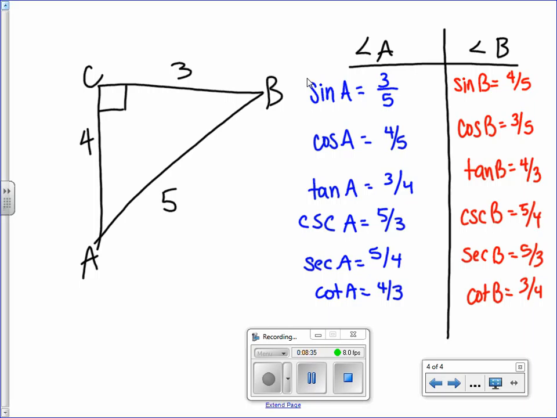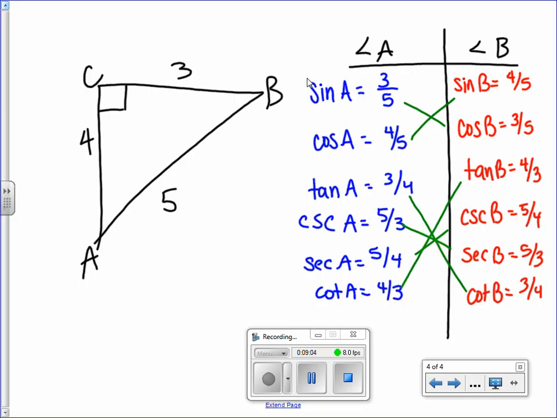Alright, what do you notice here? They're the same thing. Does that work for any angle ever? Why does it work for these? Because it's a right triangle. They're complementary. Okay? They're complementary.